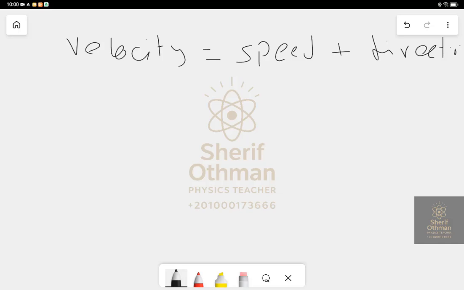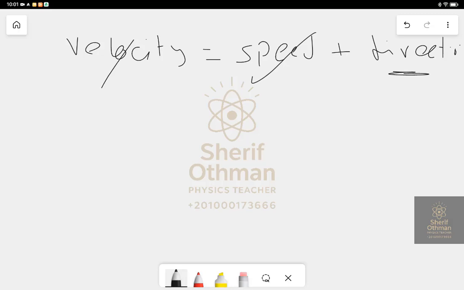So, any change in the speed while keeping the direction the same means you change the velocity. While any change in direction while keeping the speed the same also means you change the velocity. If you change both the object's speed and direction, for sure you made a change in velocity.